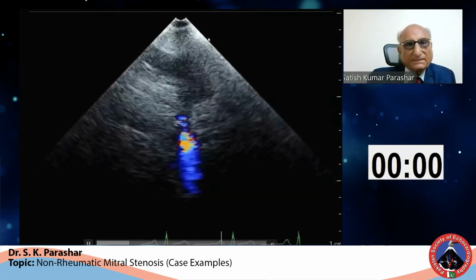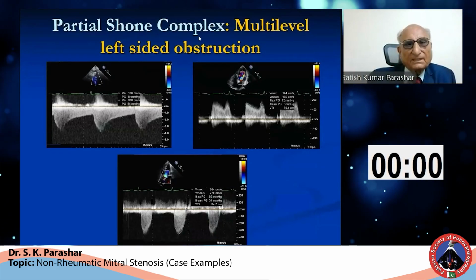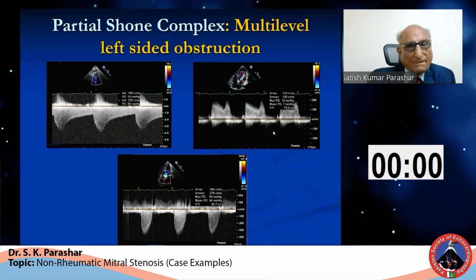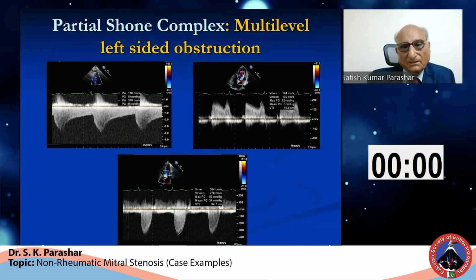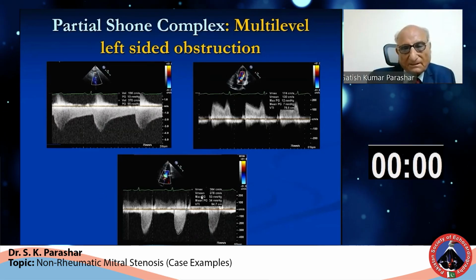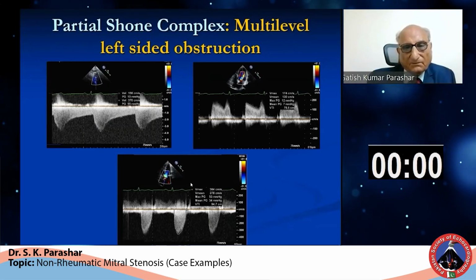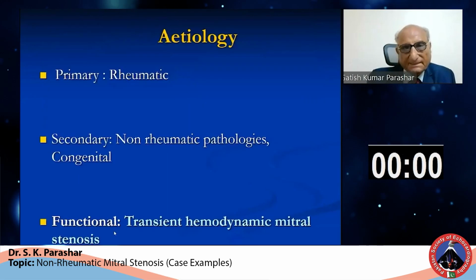So this patient turned out to be a partial Shone complex because of the multi-level left-sided obstruction. There was obstruction at the level of the coarctation, obstruction at the level of the mitral valve, and obstruction at the level of the aortic valve, with a parachute mitral valve, but the supramitral rings were not present.